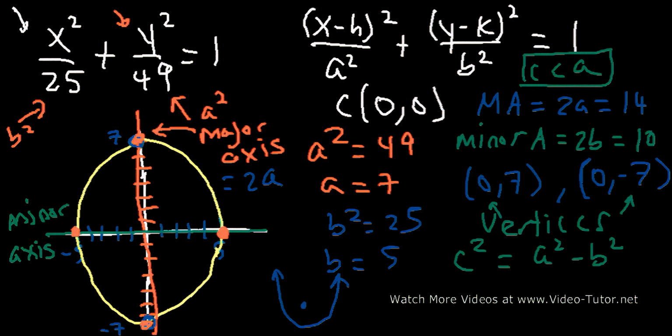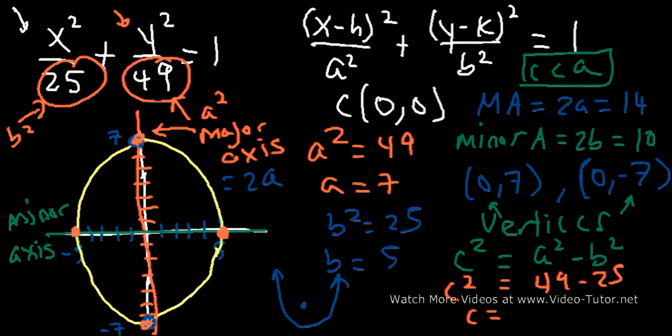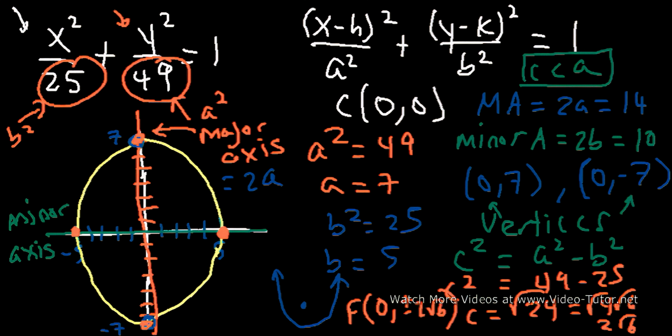But let's solve for c squared. We already know the value of a squared, and this is b squared. So it's 49 minus 25. And that's 24, but if you take the square root of both sides, the square root of 24, we can reduce that to root 4 and root 6. So it's 2 root 6. So the foci, the coordinates of the foci, x is 0, y is c, so it's plus or minus 2 root 6. As a decimal, 2 root 6 is about 4.89, so just under 5. So the foci should be somewhere over here and somewhere over here.